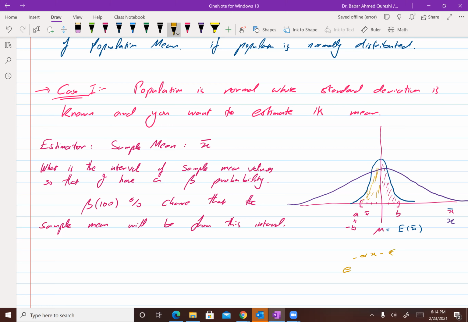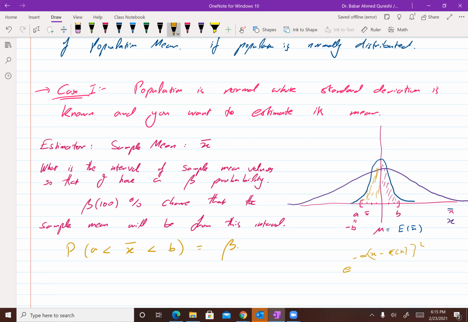This is the mean value. So it's symmetric around this, its mean value. So I can talk about the probability of this mean being between A and B, and I put a certain value over here. Let's say I say beta.